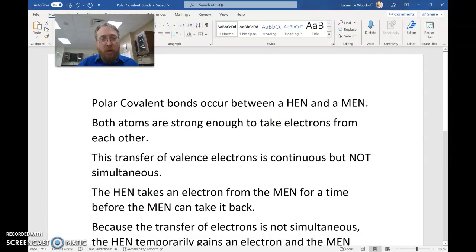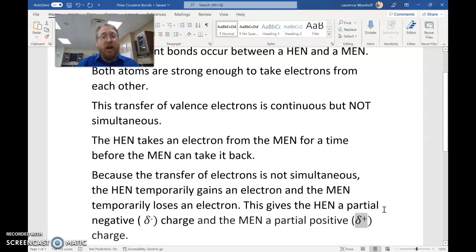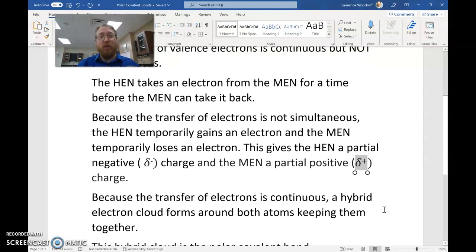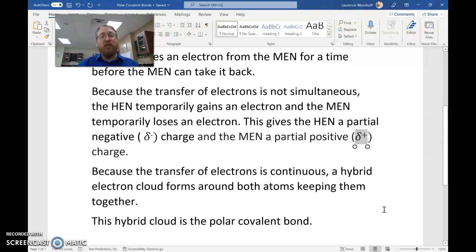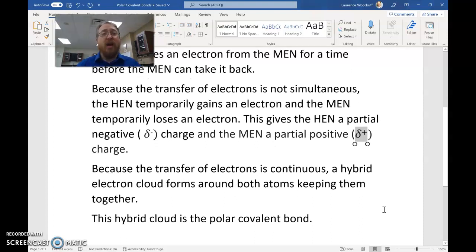So let's review. Polar covalent bonds occur between a highly electronegative atom and a moderately electronegative atom. Both atoms are strong enough to take electrons from each other. The transfer of valence electrons is continuous, but it is not simultaneous. The highly electronegative atom takes an electron from the moderately electronegative atom for a time before the moderately electronegative atom can take it back.